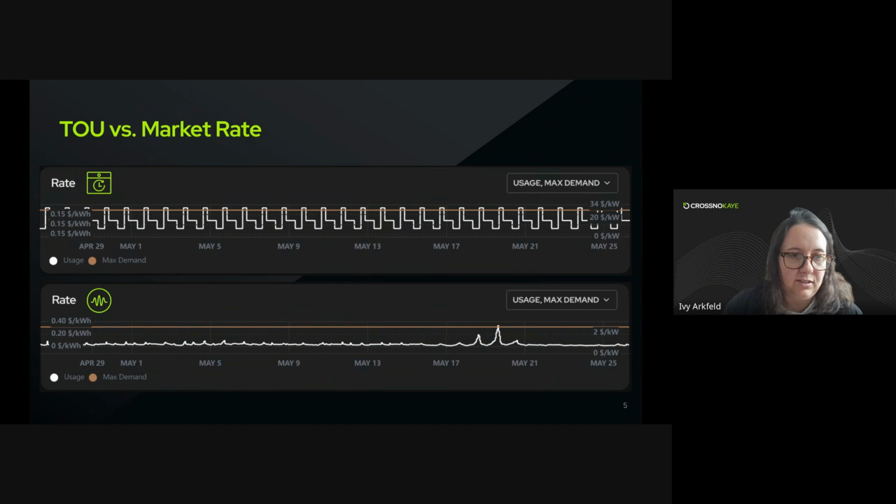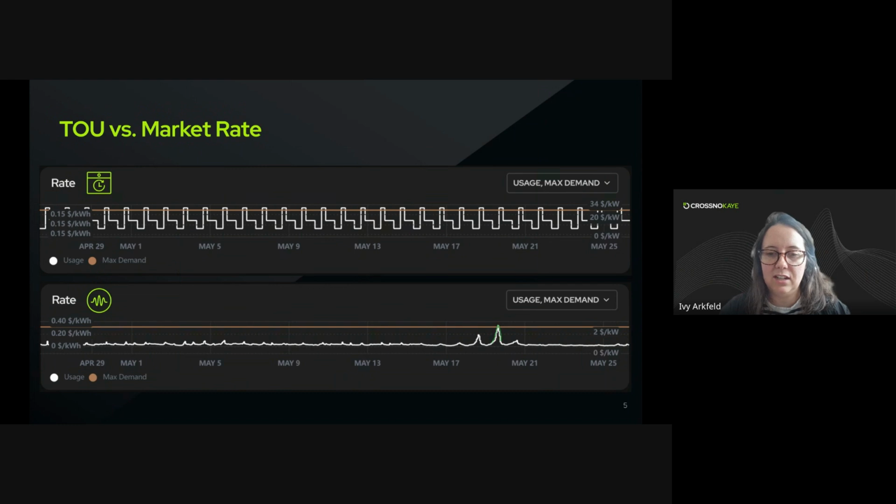Market rates, as opposed to time of use rates, which are very predictable, are more unpredictable. So market rates vary day by day, hour by hour, sometimes 15 minutes by 15 minutes. This plot on the bottom is a real facility's rate, and you can see how it varies over time. Often it'll be kind of flat. You see some variation day to day, but not very large swings. And then all of a sudden you'll see some spikes.